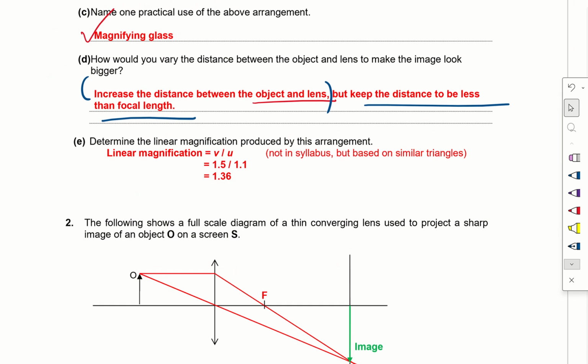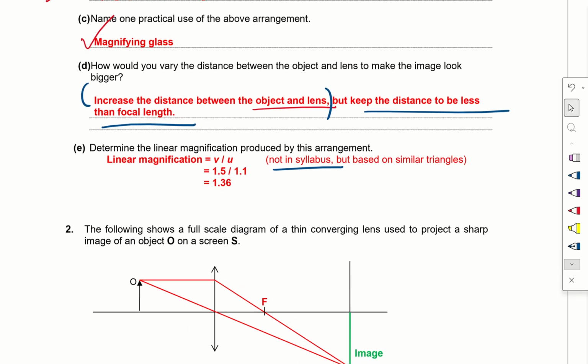Now, determine the linear magnification produced by this arrangement. Take note that this is no longer in syllabus, but actually I've seen some questions whereby they can actually guide you on how to find this. So that's why this question still stays in our tutorial.